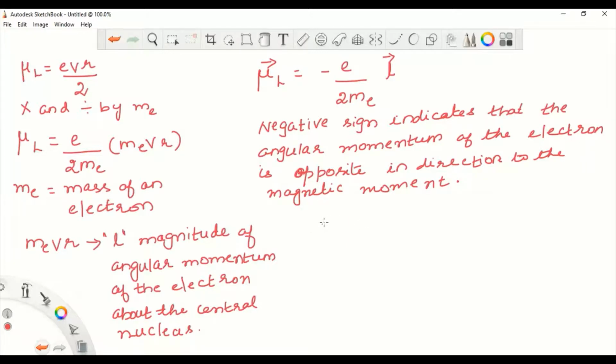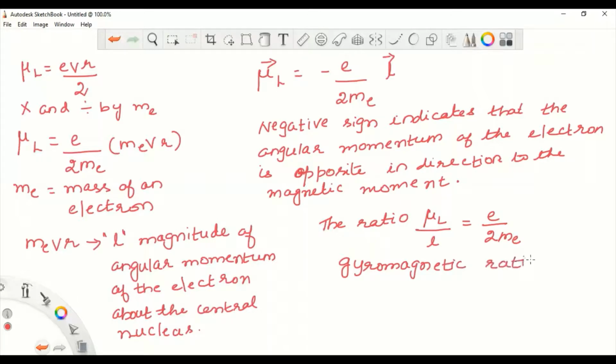Now we are going to write another very important thing, that is the ratio, mu L by L, which is equal to e by 2me. This ratio is very, very important, children, and it is called the gyromagnetic ratio. It is constant.